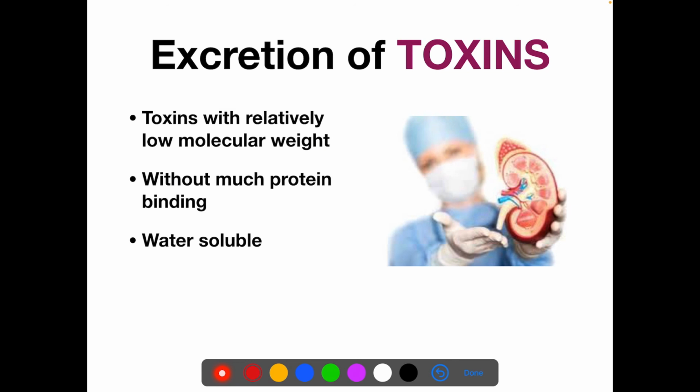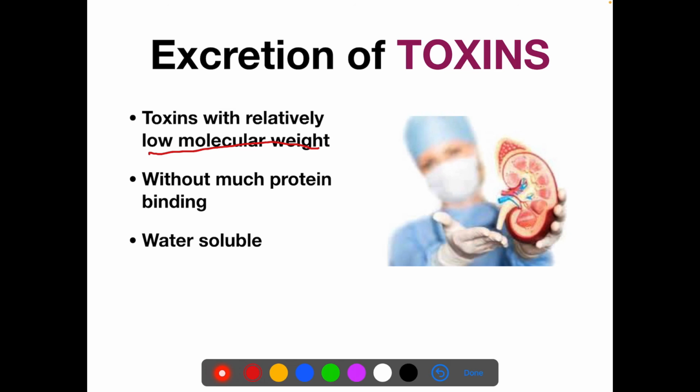So in the kidney, many toxins with relatively low molecular weight are filtered in the glomerulus, not reabsorbed by the tubules, and will be excreted. Another important thing is that these toxins should not have much protein binding. I already told you the glomerular filtrate does not contain protein, because the glomerulus will not allow passage of large molecular weight substances. So protein is a high molecular weight substance.